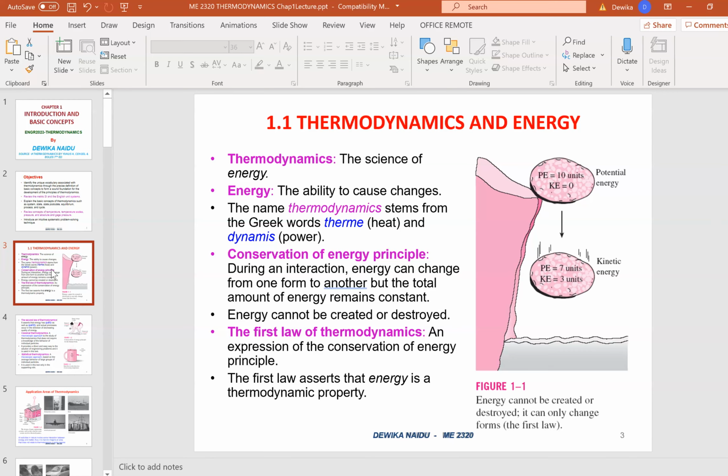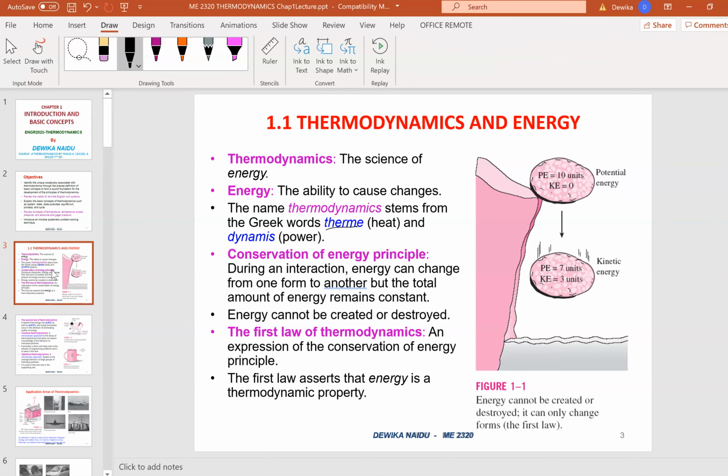Chapter 1.1, Thermodynamics and Energy. So, what is thermodynamics? It's a science of energy. Energy is the ability to cause changes. Usually, you can feel energy, but you can't see energy, right? The word thermodynamics originates from a Greek word, where therme means heat and dynamics means power.